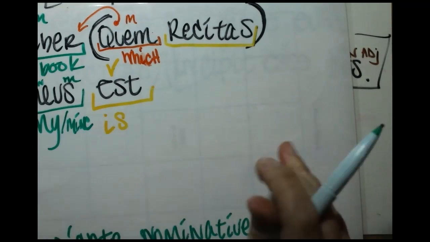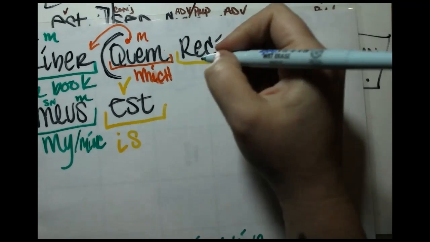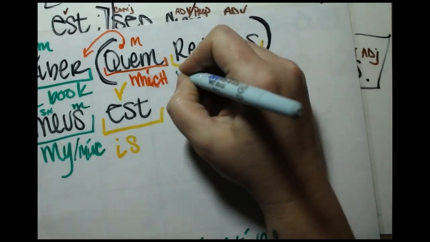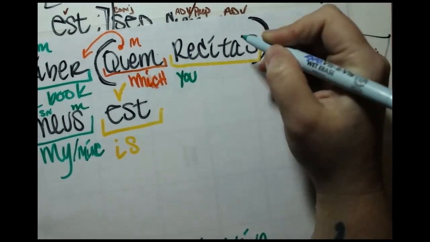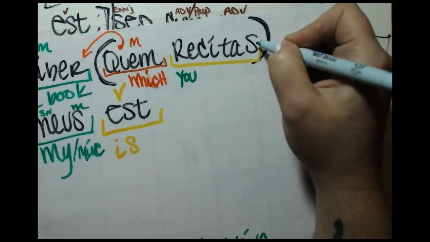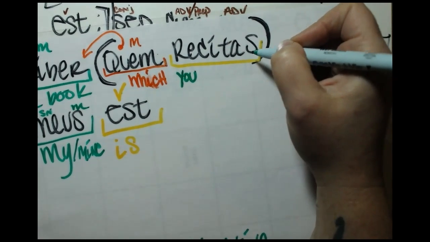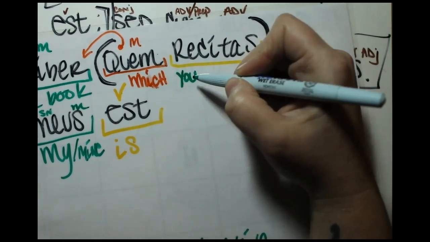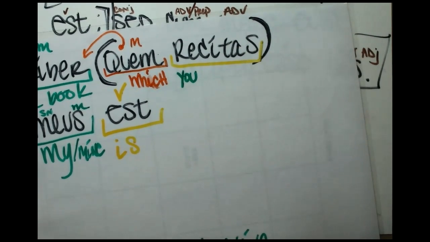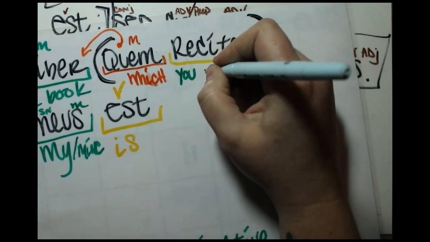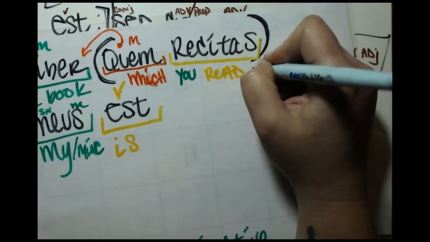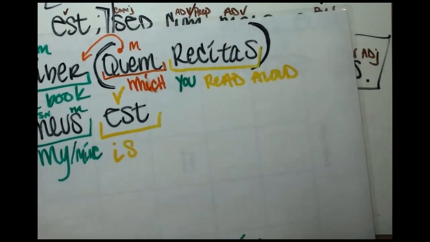That is in our little relative clause, our clause within a clause here. You are the subject because you is the subject of the verb. It's conjugated for second person singular. That makes you the subject of the verb there. So you read aloud, you recite. Actually, read aloud will work. You read aloud, you recite.